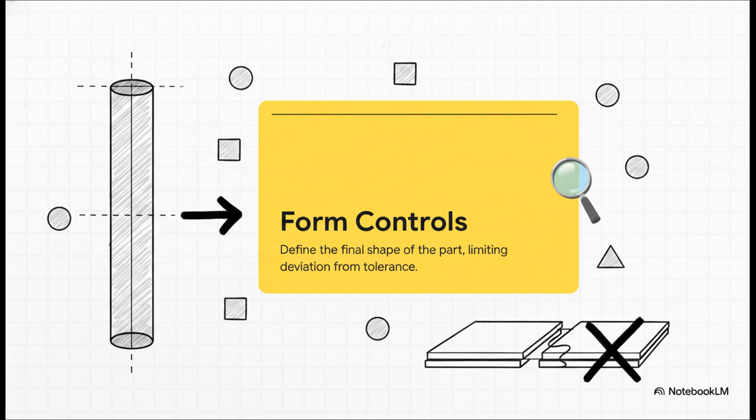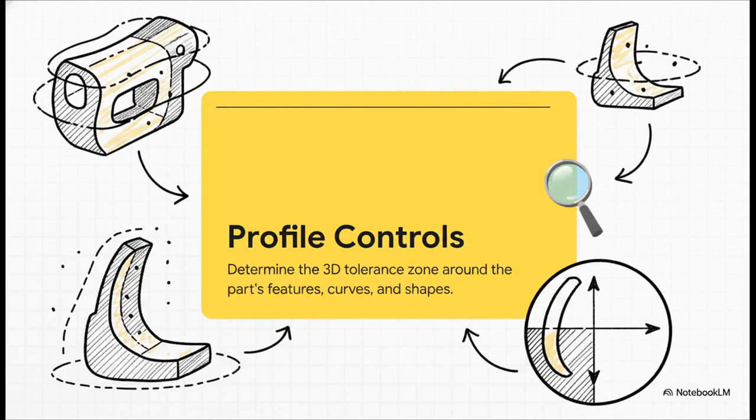Form basically limits how much the actual physical shape can deviate from its perfect ideal CAD counterpart. Next, we have profile controls. Profile is absolutely fantastic for complex surfaces. It lets you compare a cross-section or even an entire face directly against the ideal CAD shape. It literally creates a 3D tolerance zone wrapping around the part's curves. Think of it like two offset virtual planes creating an envelope around the surface. Every single point on that manufactured surface has to fall somewhere inside that envelope.